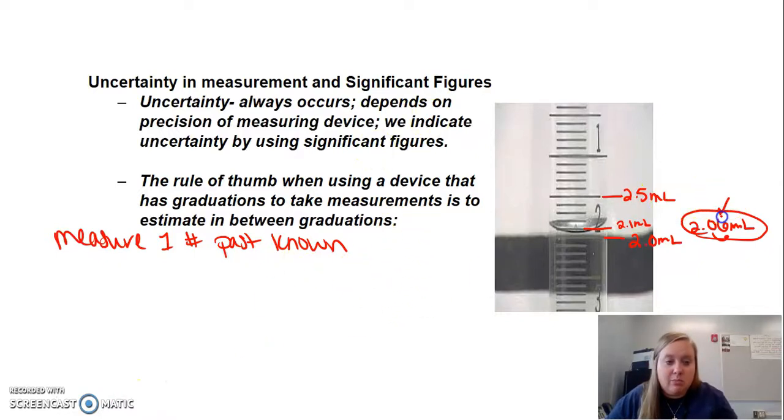Now this number 6 can be different. Maybe you look at it and think that it's 2.07 or 2.08. That's fine, as long as you know to go one number past what the graduations tell you. All the lab equipment that we have in our lab has different graduations, so it's important that you look at the graduations on the piece of equipment that you're using and always measure one number past what it's showing you.